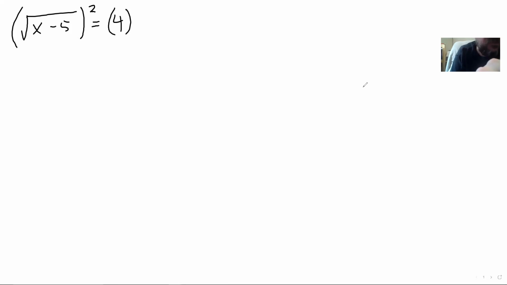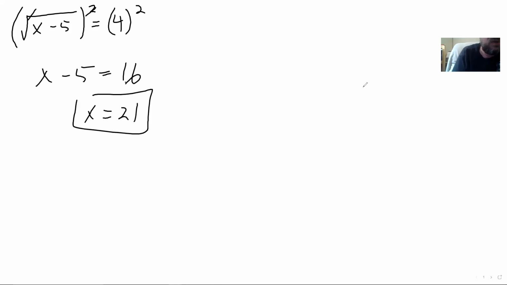Now, I want to emphasize that I'm squaring the side, not each of the things on the side. I know that's what it looks like here, but that's going to matter a lot when we go to the next one. So the square and this square root cancel. That's the idea. So we get x minus 5 equals 16, so x equals 21. That was easy. You can check this by putting it back in: 21 minus 5 is 16. Square root of that is 4. Good to go.